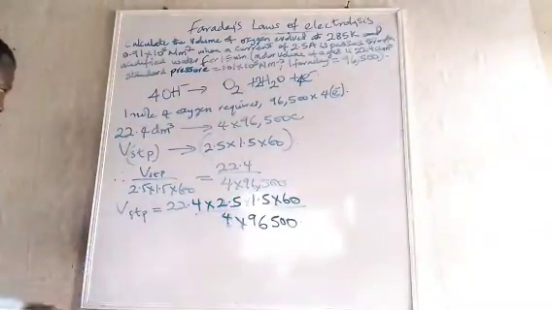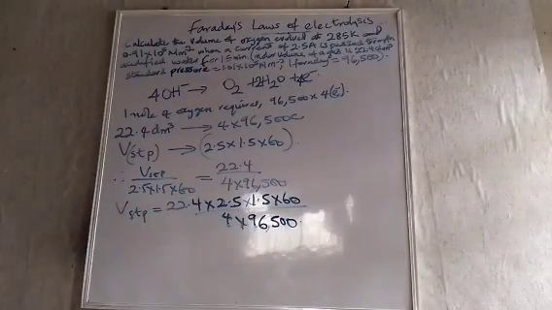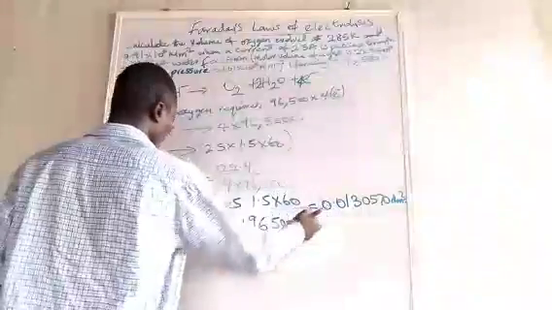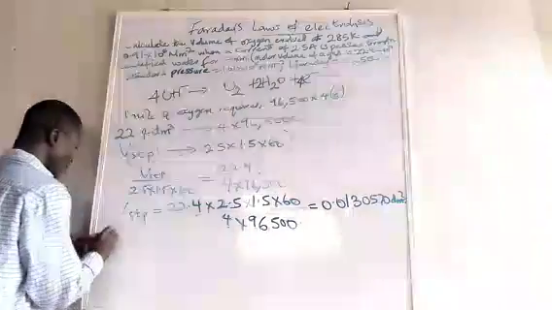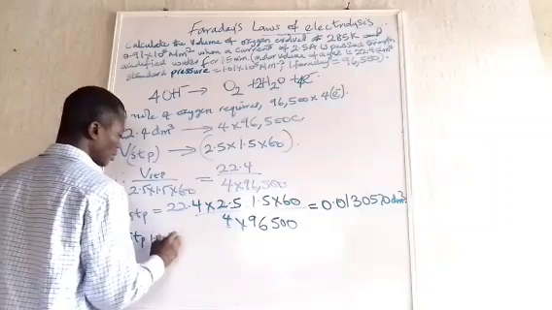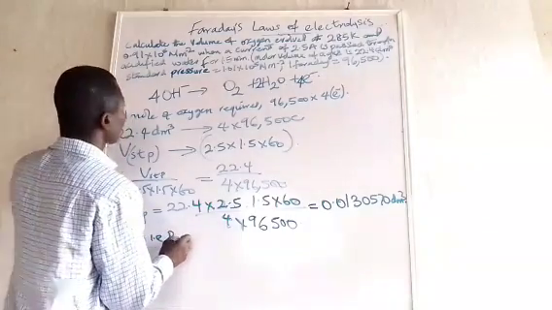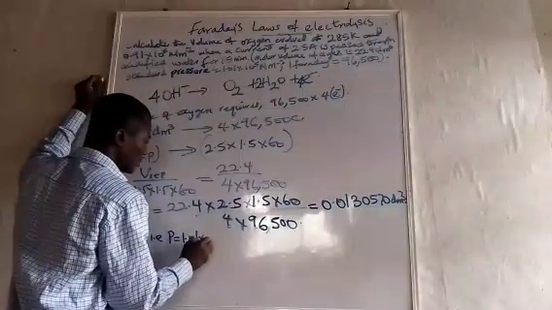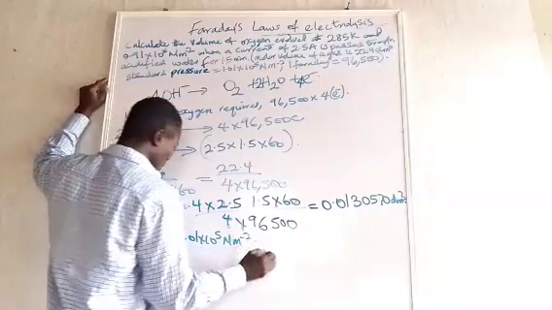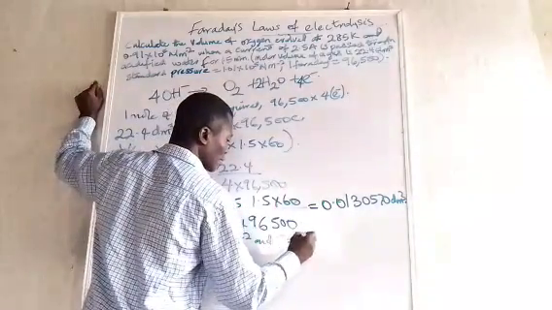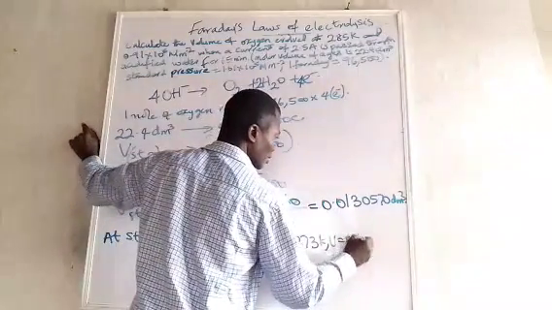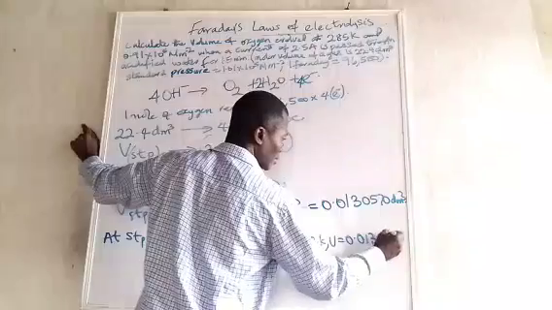Now, the calculator will help us here. So here, we know that at STP, that is, when pressure is equal to 1.01 times 10 to the power 5 Newton per meter square, and temperature is equal to 273 Kelvin, V is equal to 0.0130570 dm3.